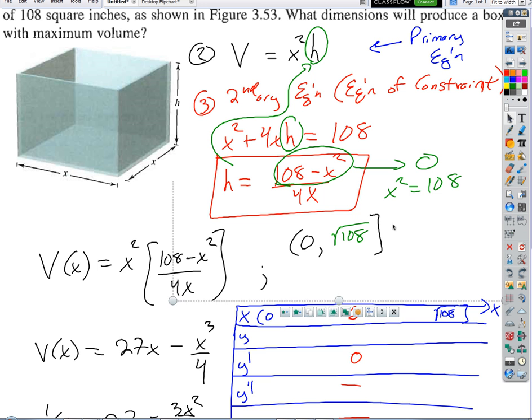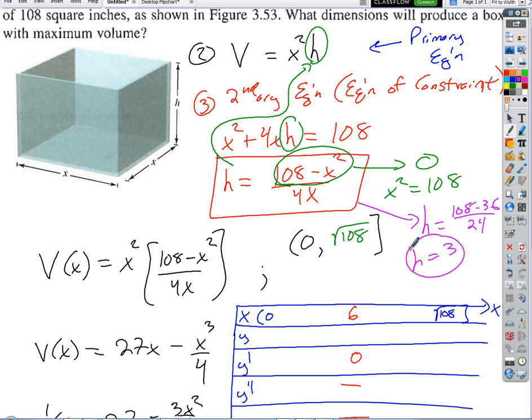So h is going to be 108 minus 36 over 24. What is that? 72 over 24, so 3. Right, so our dimensions are just 6 by 6 by 3. And that maximizes volume. Those are the dimensions, the only configuration that's gonna give you the biggest volume.